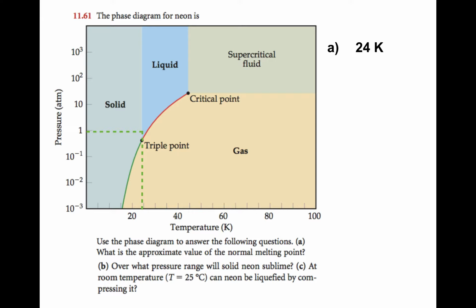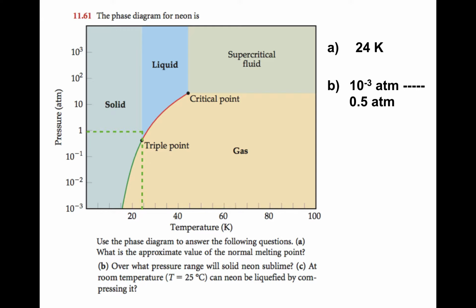B, over what pressure range will neon sublime? All right, so it looks like the triple point starts at about 0.5 atmospheres and goes down to 10 to the negative 3 atmospheres. All right, so that looks like your sublimation range.